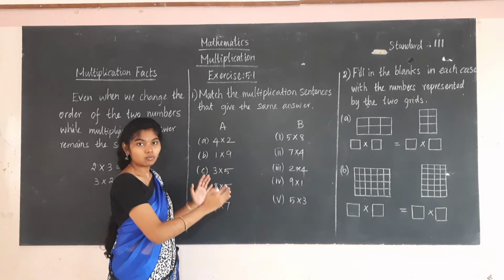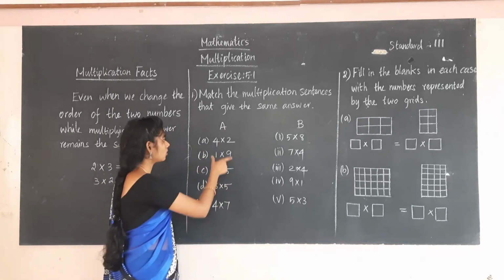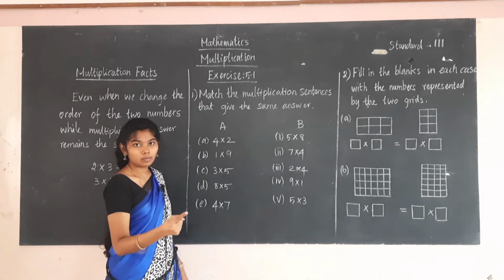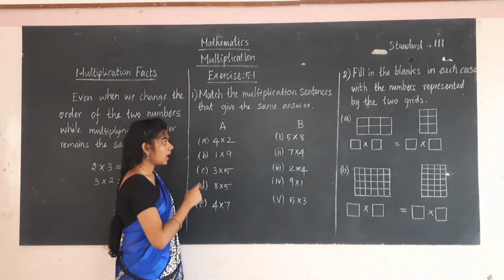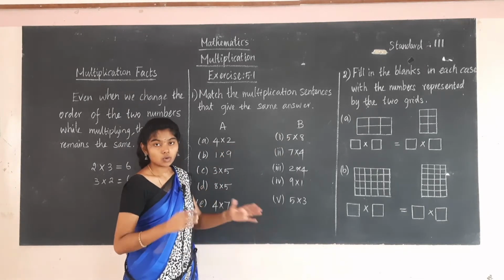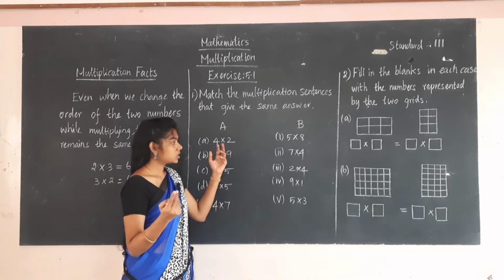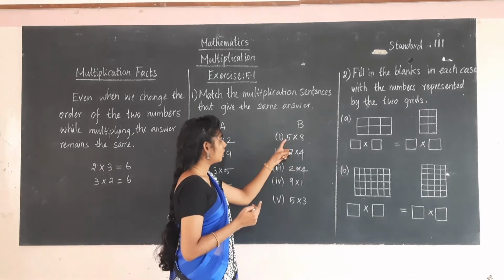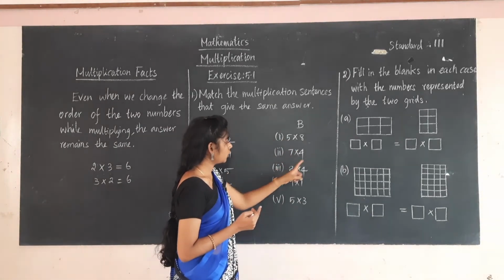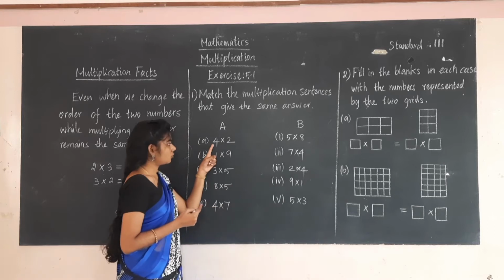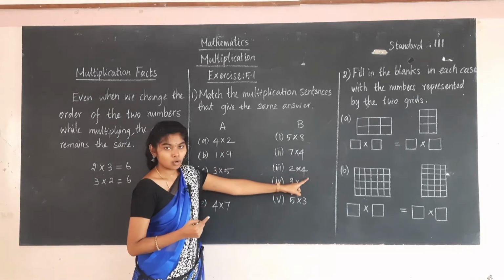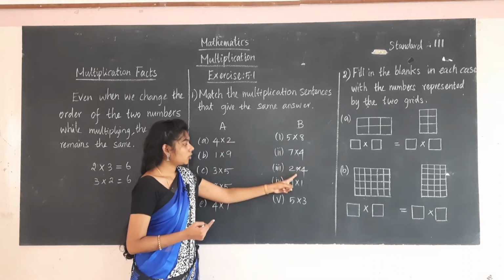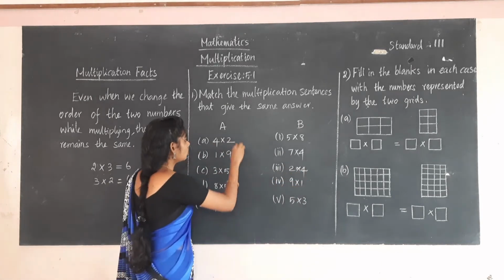We are going to check which one will give the same answer. See the first one, 4 into 2. 4 2s are 8. You know the multiplication tables up to 10. Here 4 into 2 is 8, and we check which one is the same. You already know the multiplication facts where the order of the numbers is changed. So we check the given options: 5 into 8, 7 into 4, and 2 into 4, where 4 and 2 are just changed. This answer will be the same: 4 into 2 is 8 and 2 into 4 is 8. So we have to match these two.